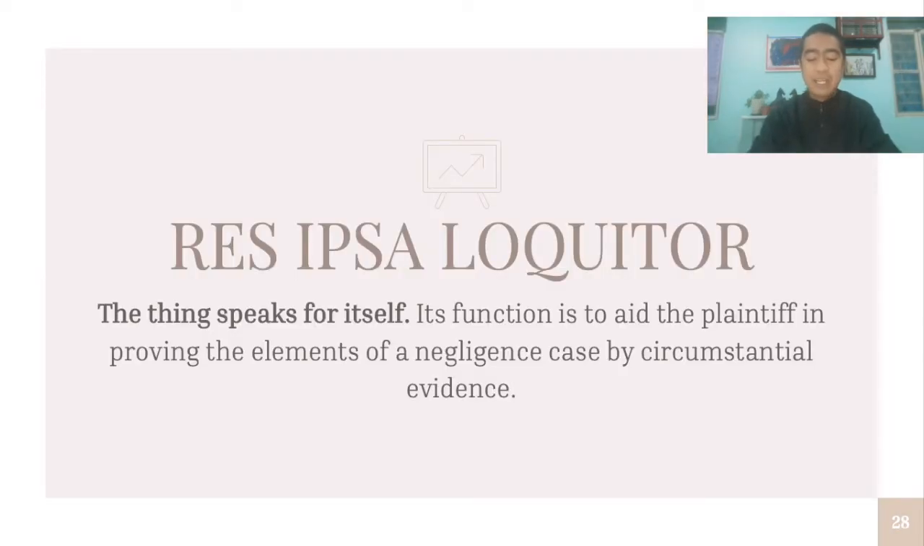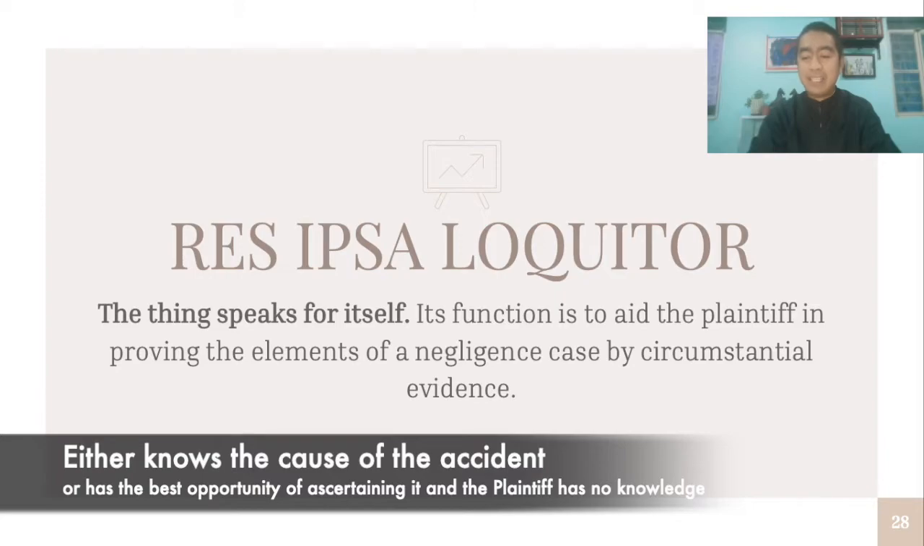Res ipsa loquitur: its function is to aid the plaintiff in proving the elements of a negligence case by circumstantial evidence. The res ipsa loquitur doctrine is based in part upon the theory that the defendant in charge of the instrumentality which causes the injury either knows the cause of the accident or has the best opportunity of ascertaining it, and the plaintiff has no knowledge, and therefore is compelled to allege negligence in general terms and to rely upon the proof of the happening of the accident in order to establish negligence.